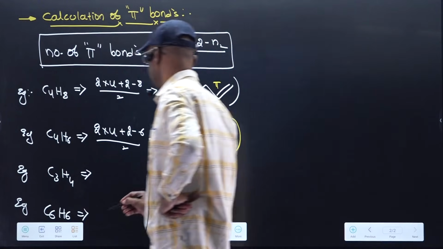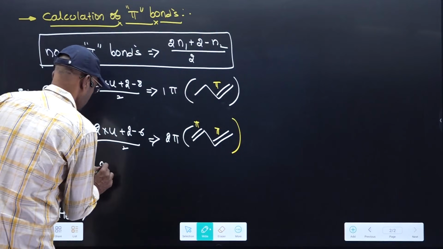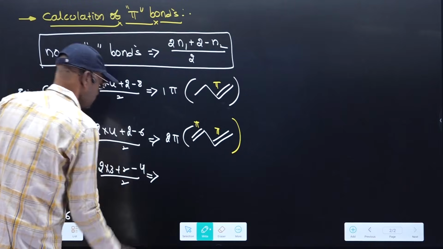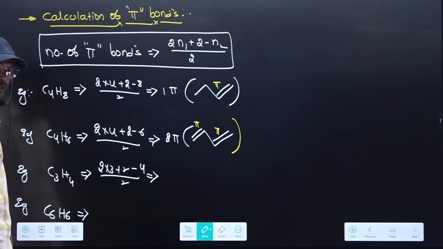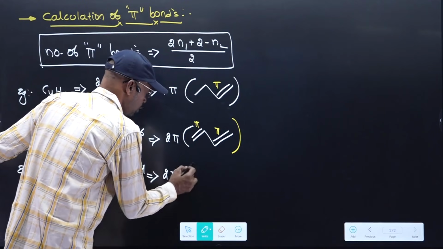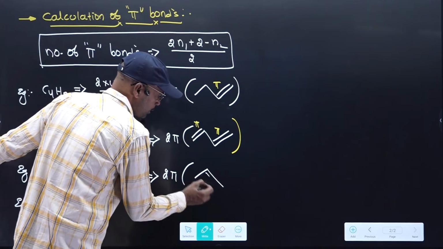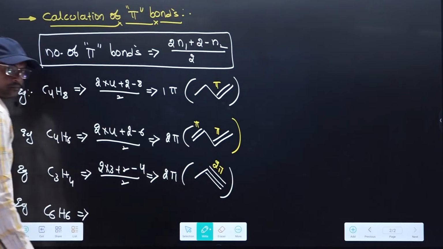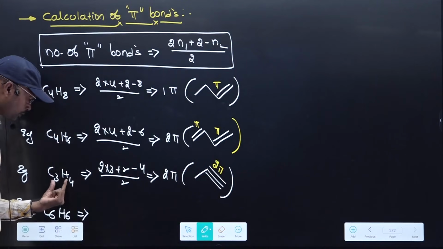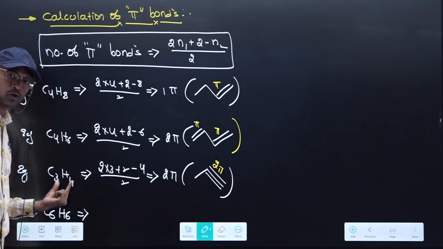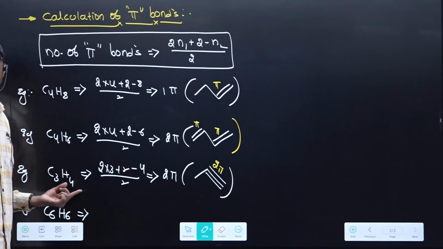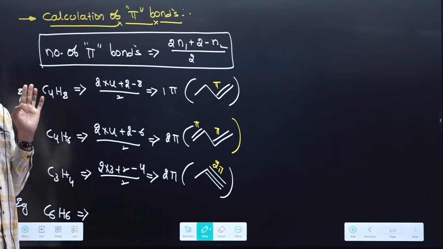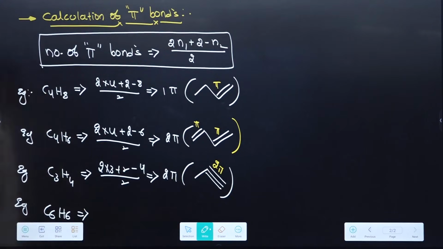Double the carbon number. 2 into 3, 6, 6 plus 2, 8, 8 minus 4 by 2. 8 minus 4, 4 by 2 means 2 pi or not? 2 pi. How many carbons are present? 3 carbons. So can I put one triple bond? How many pi bonds are present in a triple bond? 2 pi. With this molecular formula, the question is how many maximum pi bonds you can calculate? That is this formula. Maximum. Clear? Now C6H6. What is C6H6?